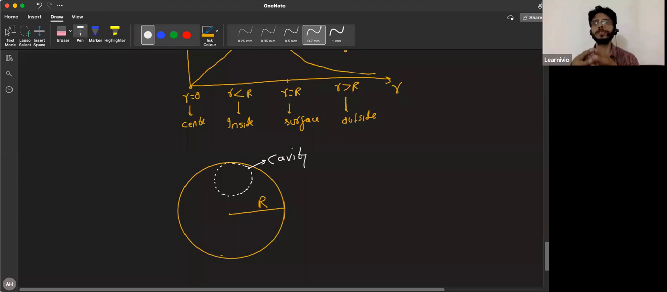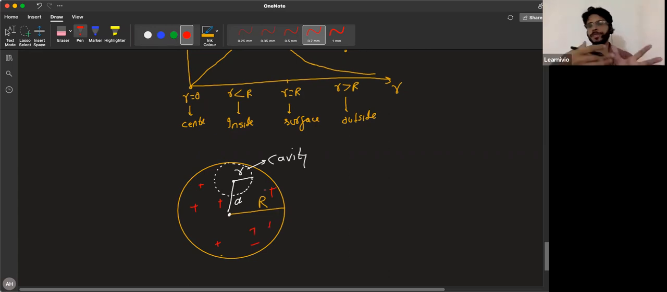Cavity means from this solid sphere, you remove some portion, a portion of radius, some small r. The separation between the center of the cavity and the center of the sphere is A. The whole sphere is charged except the cavity. You have cut this portion from the sphere, so there is no charge inside the cavity. And the separation between the center of the sphere and the center of the cavity is A.